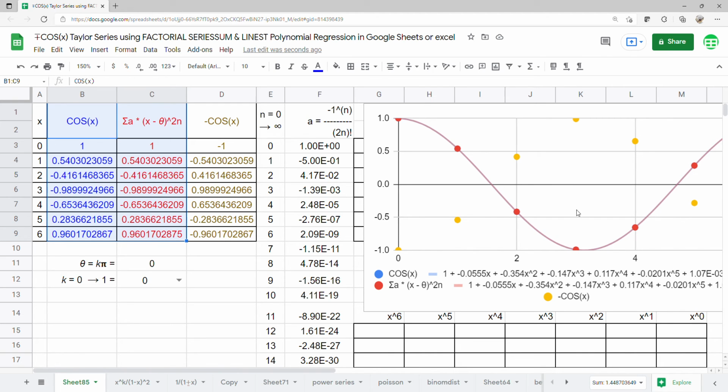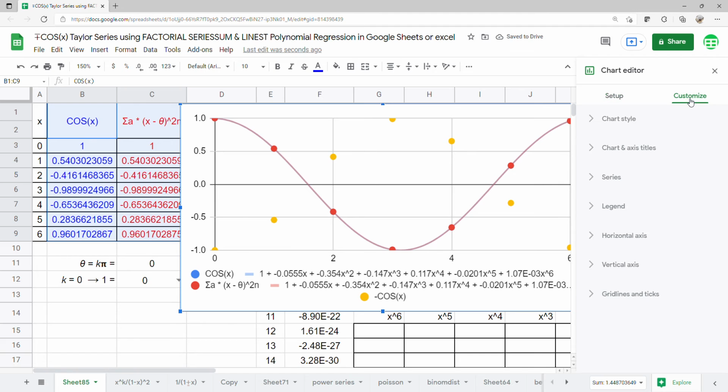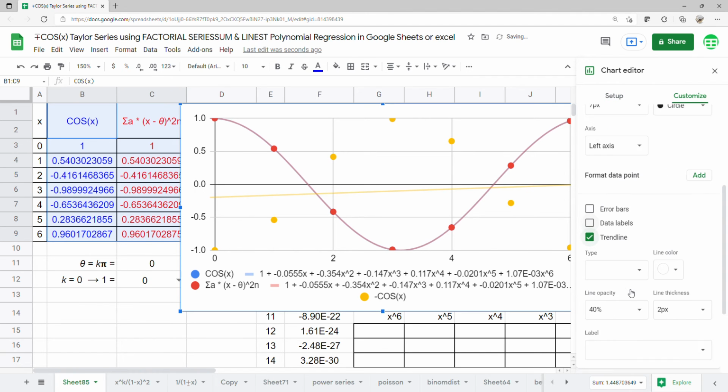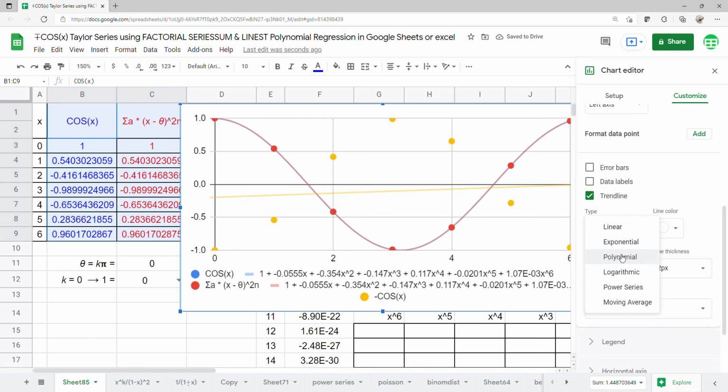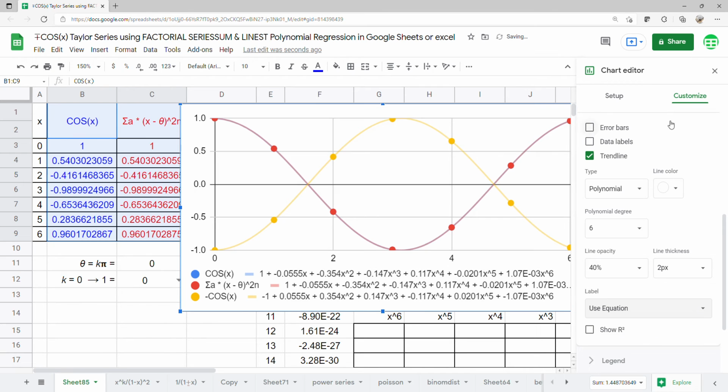But we're missing the trend line of the negative cosine. So edit chart, customize series, trend line, the type polynomial to degree 6. For the label, use the equation. Now we have the label, the equation.